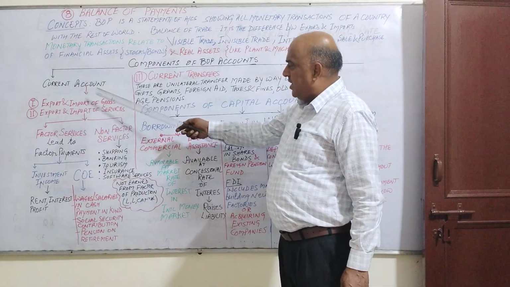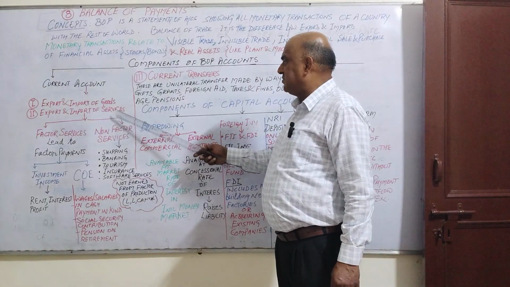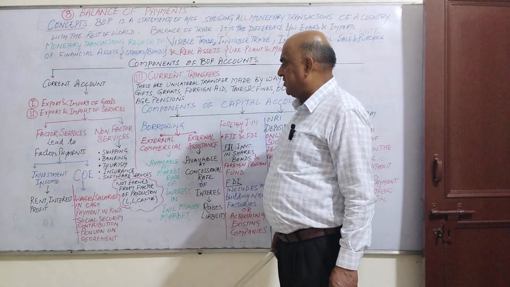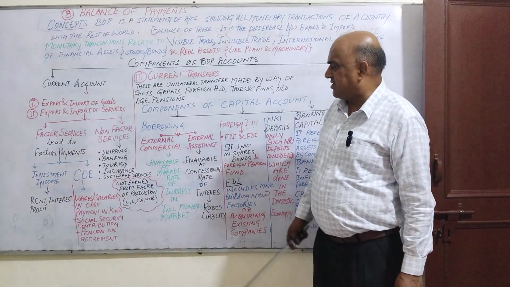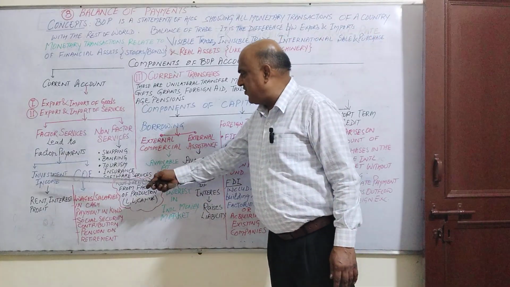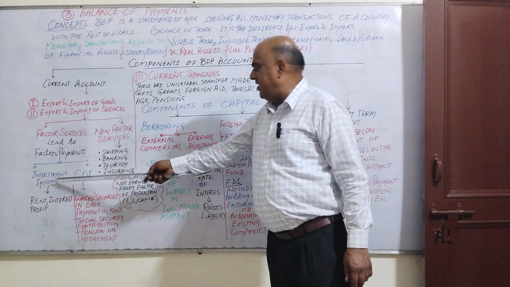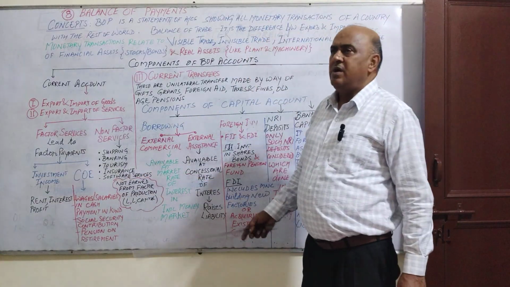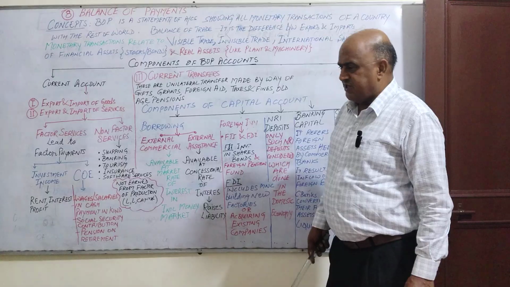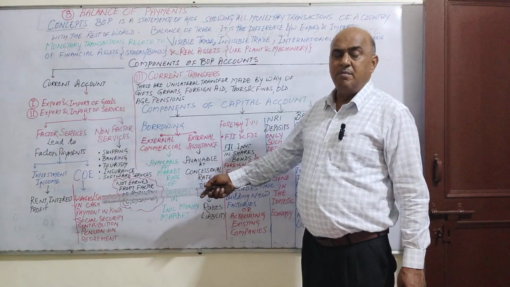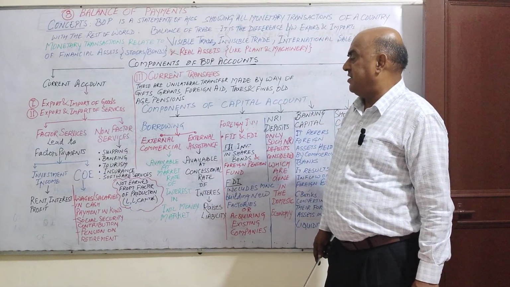So current account has export and import of goods, export and import of services, and third, current transfer. Under services, there are two parts, factor services and non-factor services. Factor services are further divided into factor payment, and factor payment is again divided into investment income and COE. Investment income comes in the form of rent, interest, profit. COE includes wages, salaries, payment in kind, social security contribution, and pension on retirement.